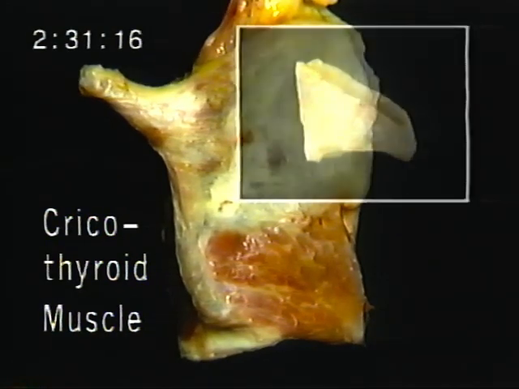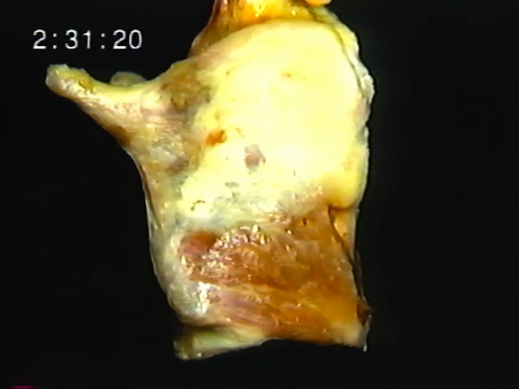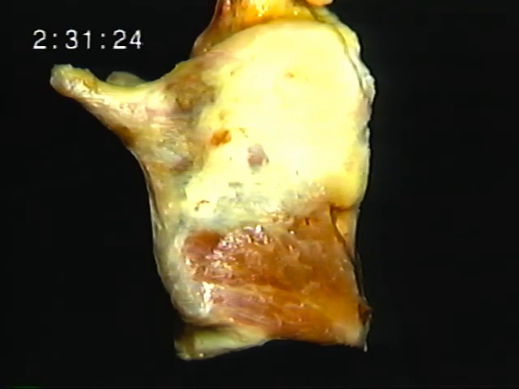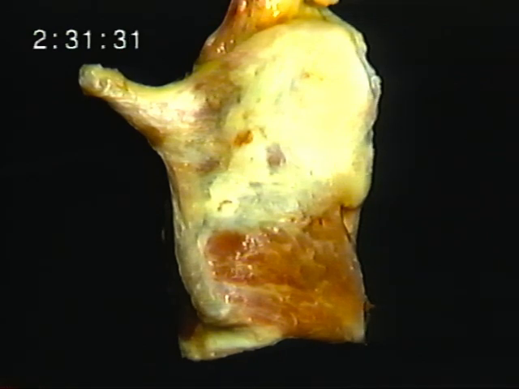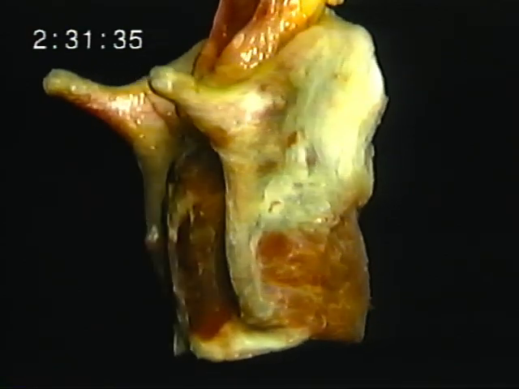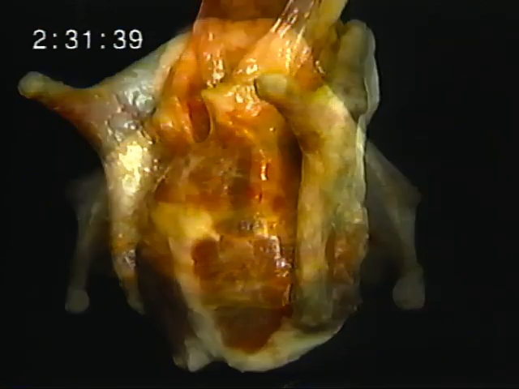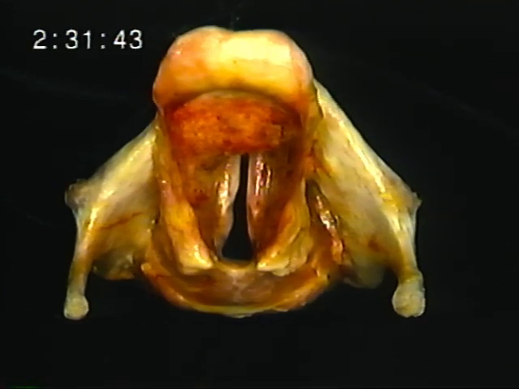The cricothyroid muscle arises from here on the cricoid cartilage. It inserts on the thyroid cartilage, partly here on the lower border, and partly here on the inner aspect of the lamina. The cricothyroid muscle pulls the arch of the cricoid cartilage upwards. In doing so, it pulls the arytenoid cartilages backwards, making the vocal folds longer and tighter.